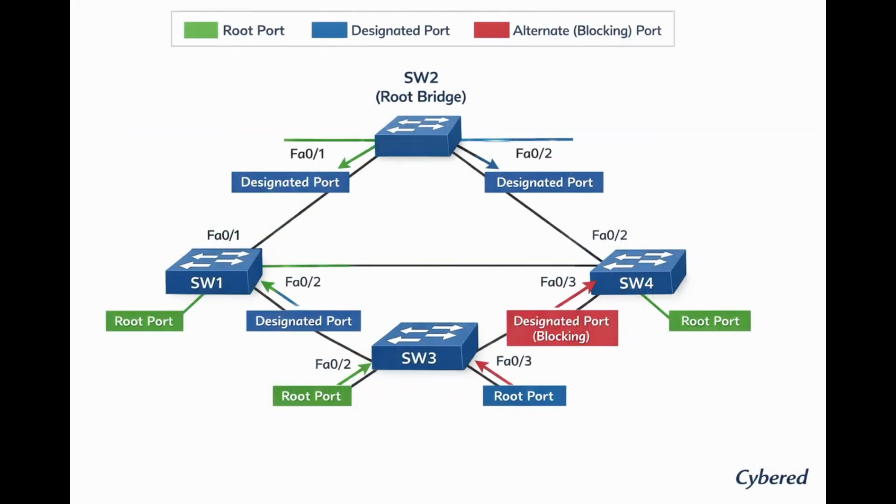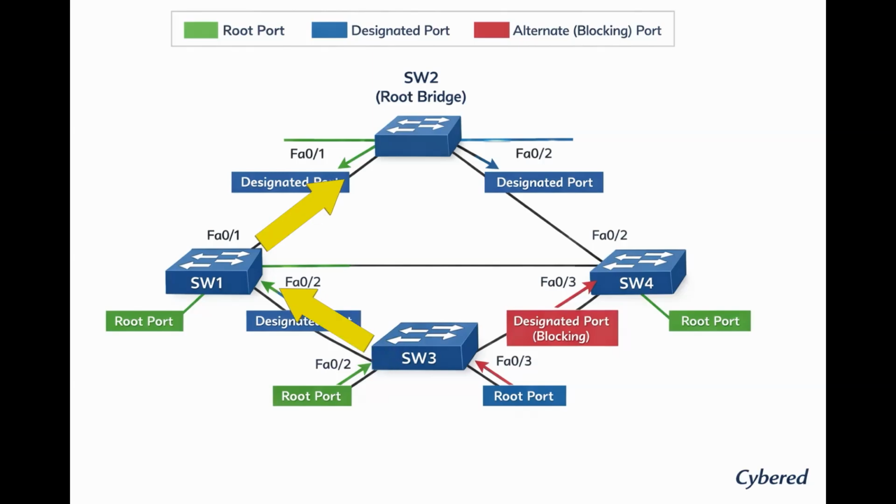So, identifying the root bridge. The root bridge is the switch with the lowest bridge ID. So Switch 2 has the lowest bridge ID and is therefore elected as the root bridge. Identify the root ports. Root ports are the ports closest to the root bridge on non-root switches. So Switch 1, Fast Ethernet, connects directly to Switch 2, the root port. Switch 4, Fast Ethernet, connects directly to Switch 2, root port. On Switch 3, there are two equal cost paths to the root bridge.